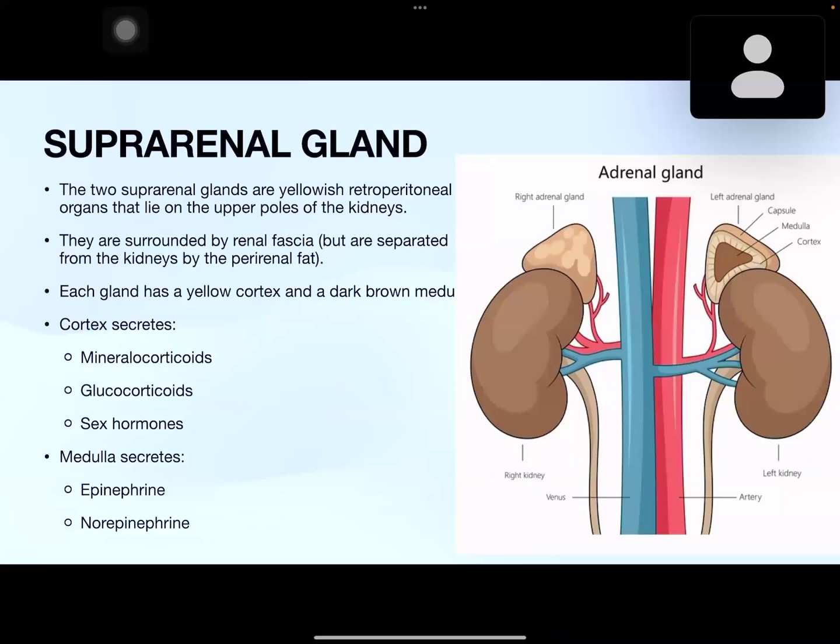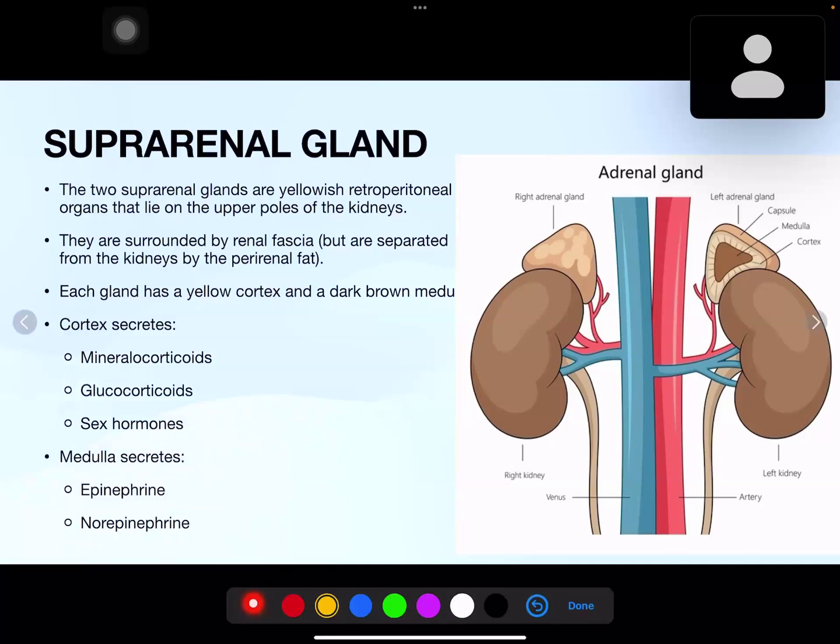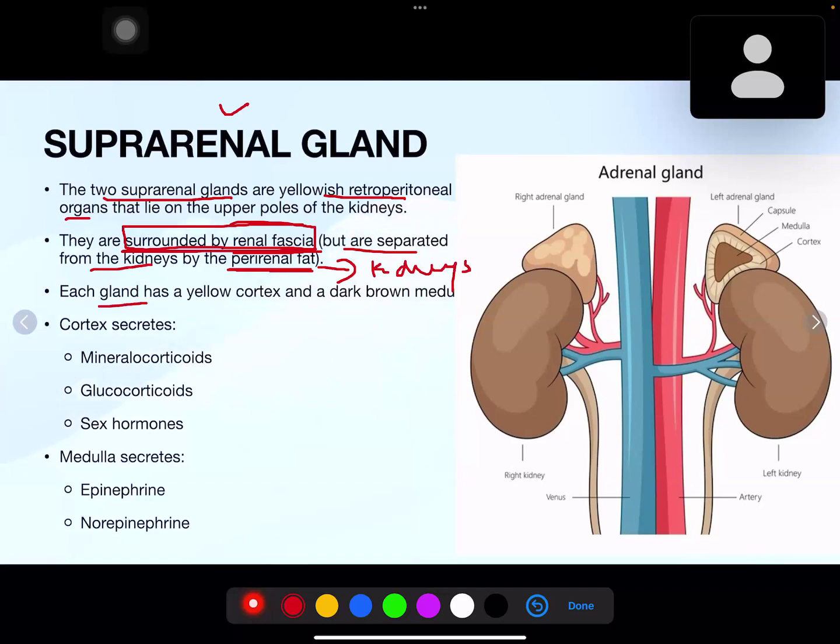Okay. Now, the cortex, the dark part, you all must have known there are three types of cells, which secrete mineralocorticoids, glucocorticoids, and the sex hormones, and the medulla would be secreting epinephrine and norepinephrine. Okay. So there are a few important relations as well here.